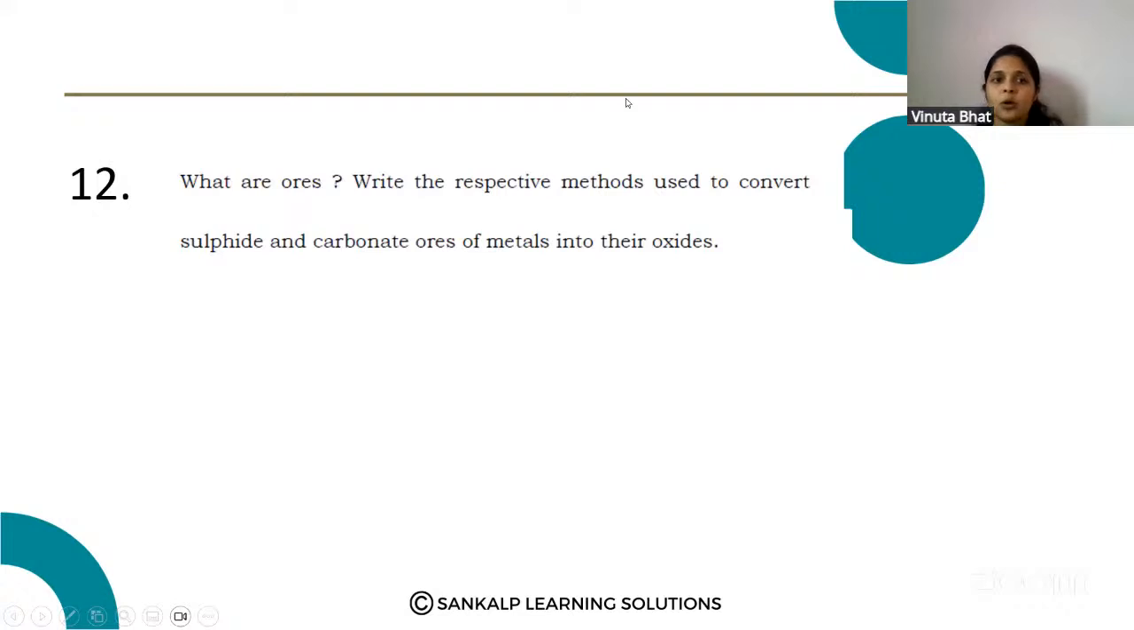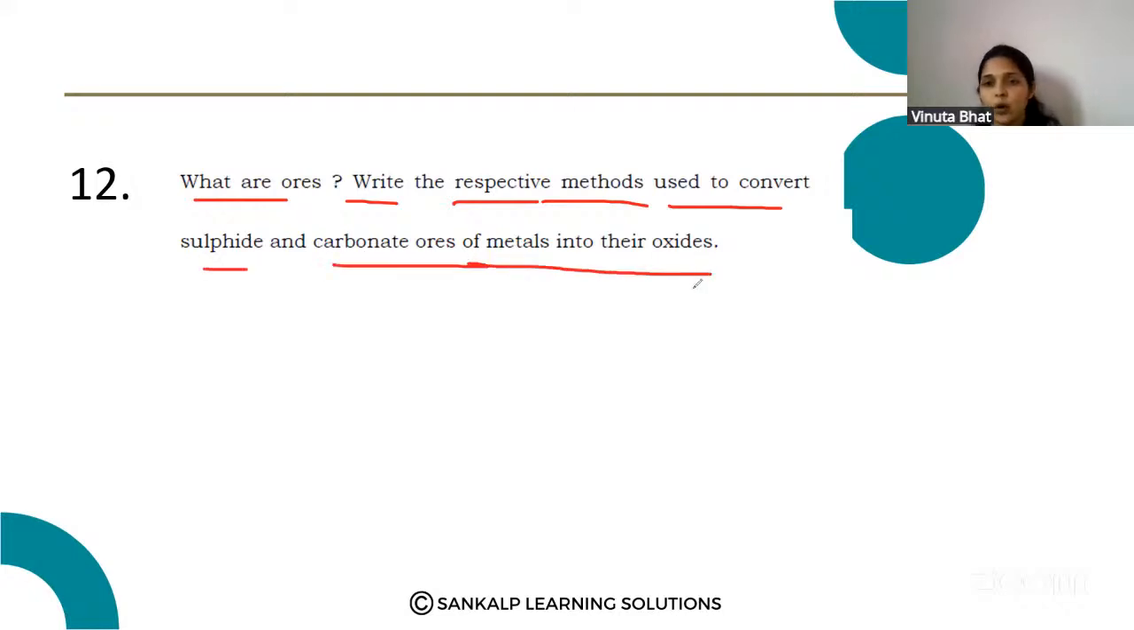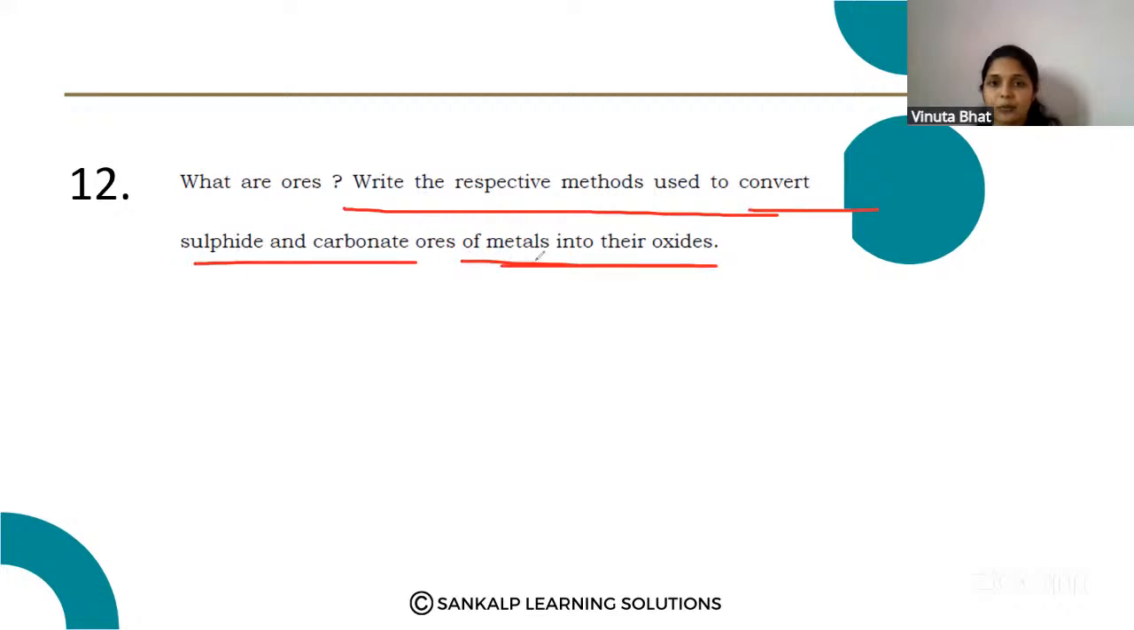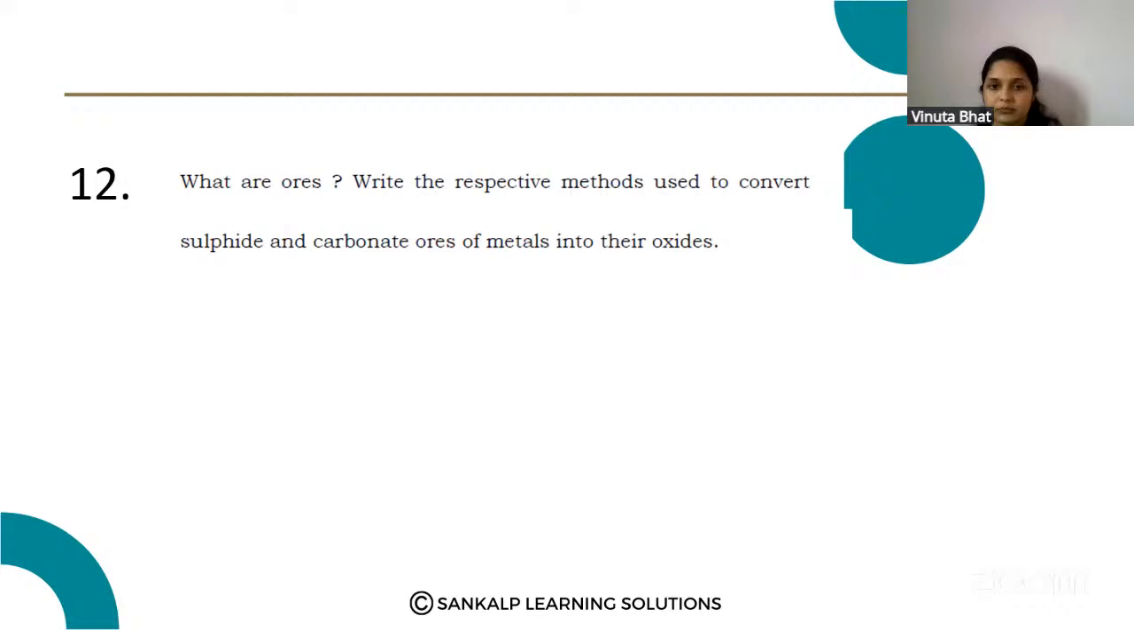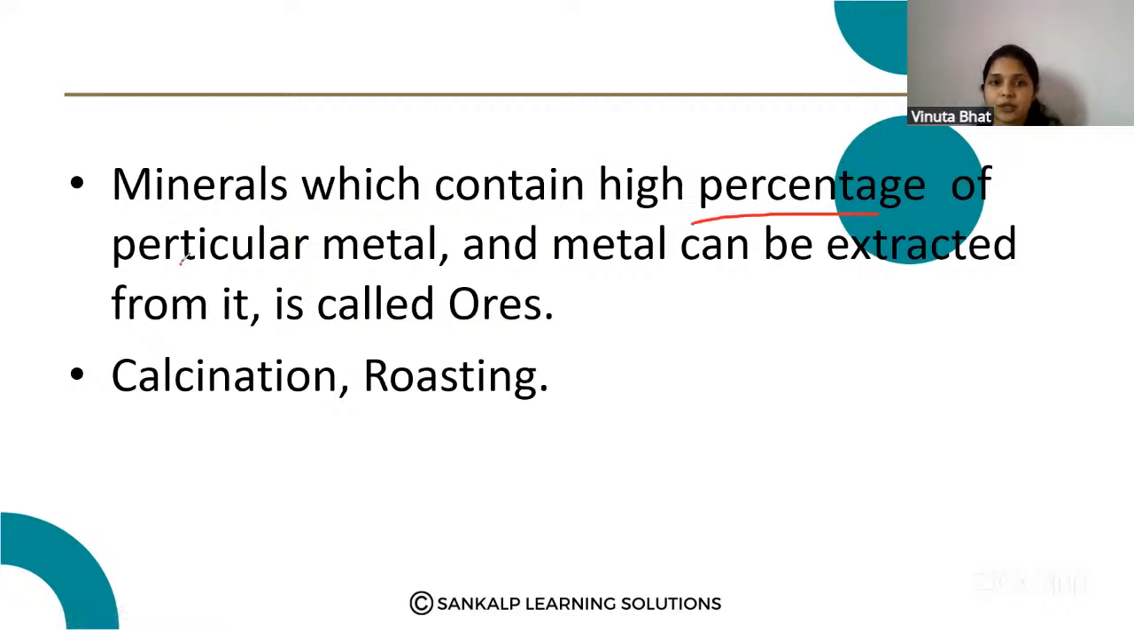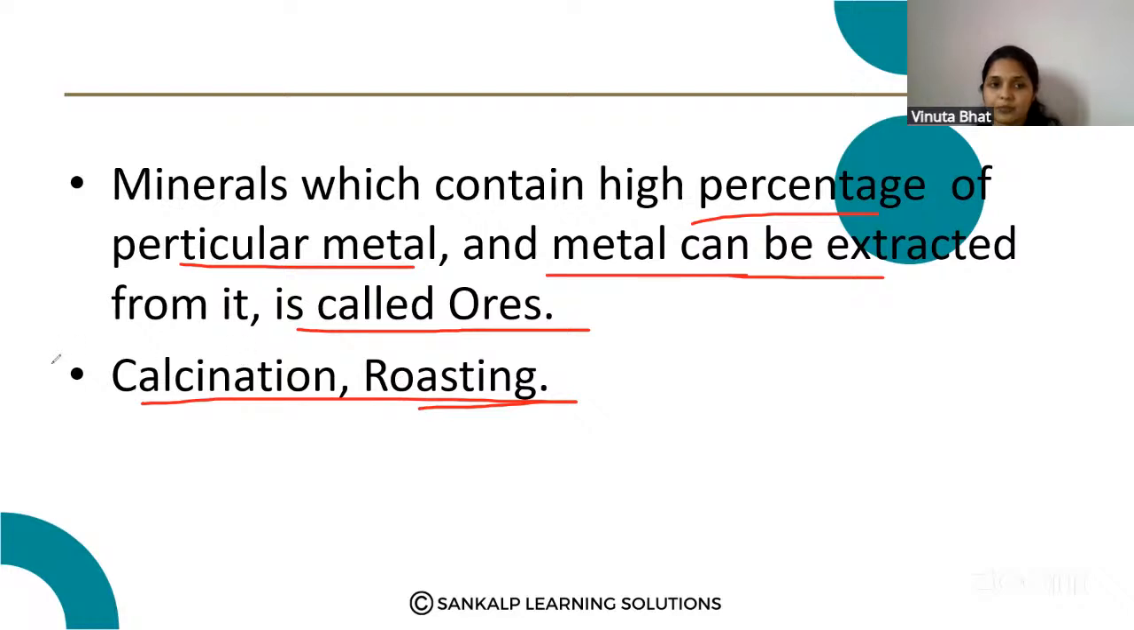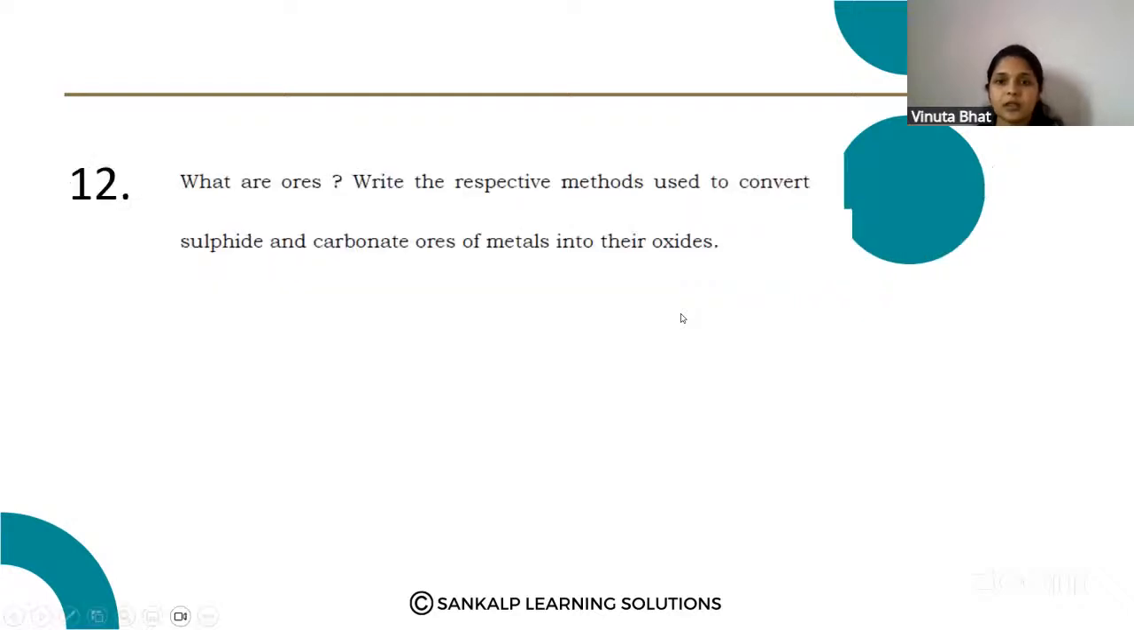Next question. What are ores? Write the respective methods used to convert the sulfide and carbonate ores of metals into oxides. Minerals which contain a high percentage of a particular metal, from which the metal can be extracted, are called ores. Calcination and roasting are the two processes used to convert the sulfide and carbonate ores of metals into their oxides.